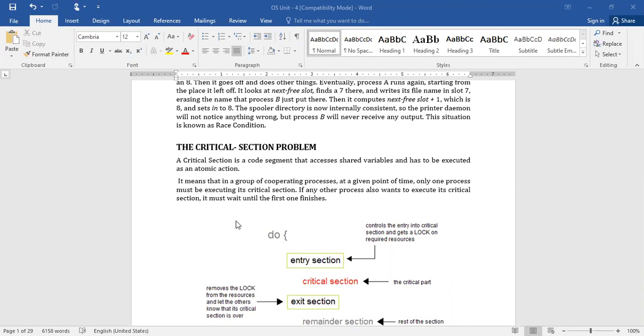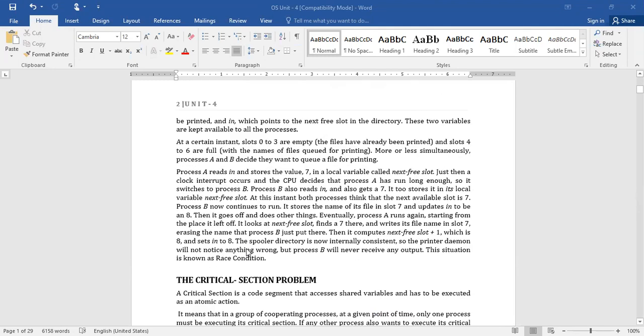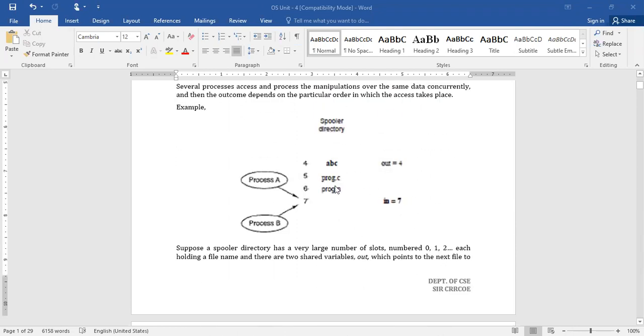So it means that in a group of cooperating processes, ఇక్కడ మనం మాట్లాడుకోవాల్సింది కోఆపరేటింగ్ ప్రాసెస్ అంటే one process may affect the execution of other process. At a given point of time, only one process must be executing its critical section. If any other process wants to execute its critical section, it must wait until the first one finishes. Right? ఇప్పుడు నేను ఒక షేర్డ్ వేరియబుల్‌ని యాక్సెస్ చేయాలనుకున్నాను, ఫర్ ఎగ్జాంపుల్ ఇక్కడ ఈ ఇన్ అనే దాన్ని. సో ఇక్కడ ప్రాసెస్ ఏ యాక్సెస్ చేస్తున్నంత సేపు ప్రాసెస్ బిని అలౌ చేయకూడదు దీన్ని యాక్సెస్ చేయడానికి.